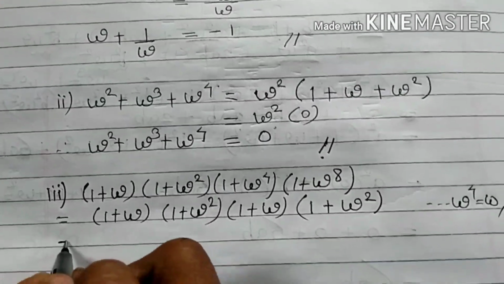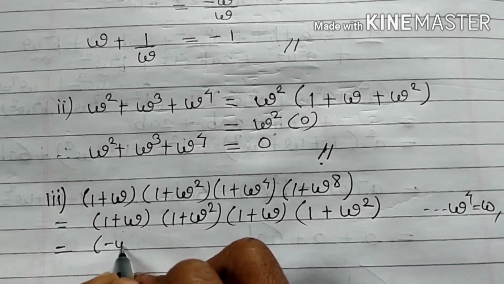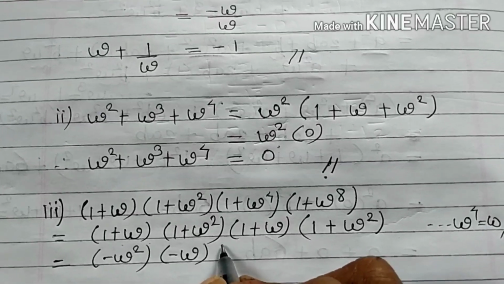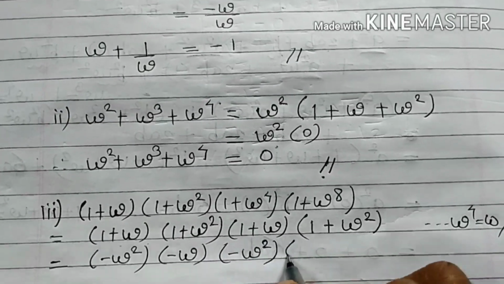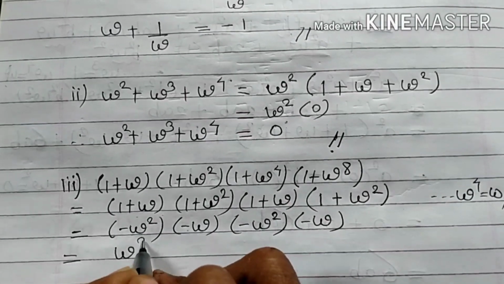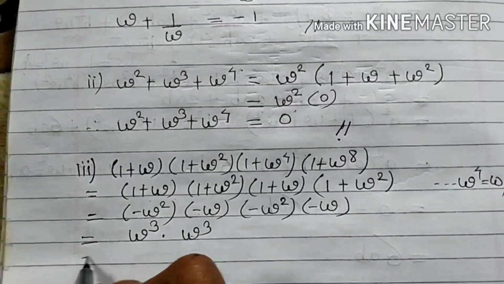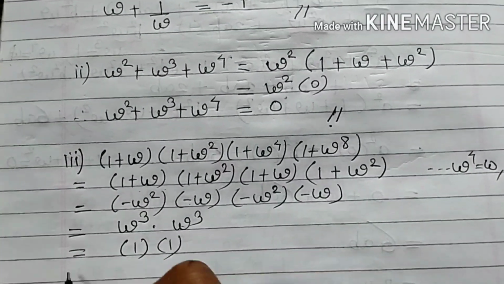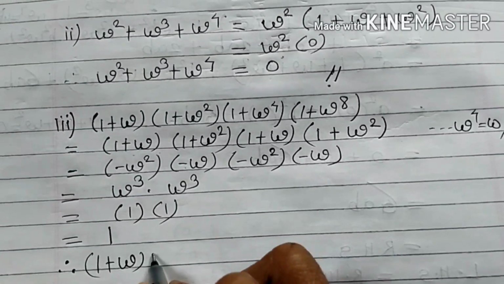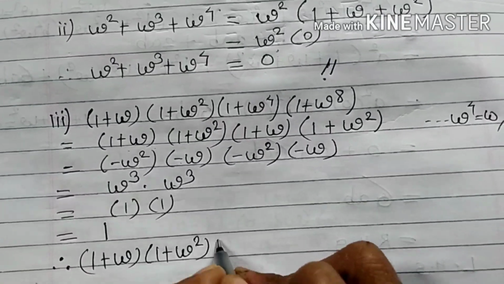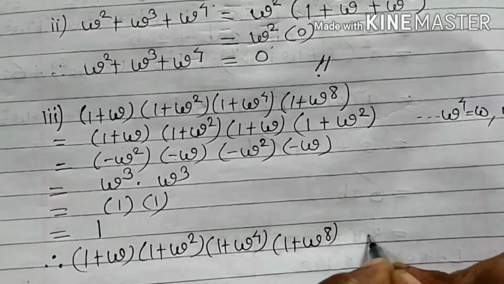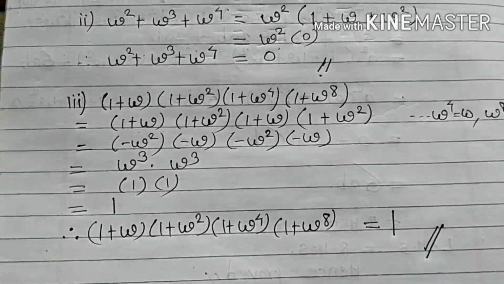Now we know that all the values: 1 plus omega is minus omega square, 1 plus omega square is minus omega, 1 plus omega is minus omega square, and this is minus omega. This minus times minus is omega cube, and this is also omega cube. So it is 1 into 1, which is equal to 1. Therefore, 1 plus omega square, 1 plus omega raised to 4, and 1 plus omega raised to 8 is equal to 1. So this is our answer.